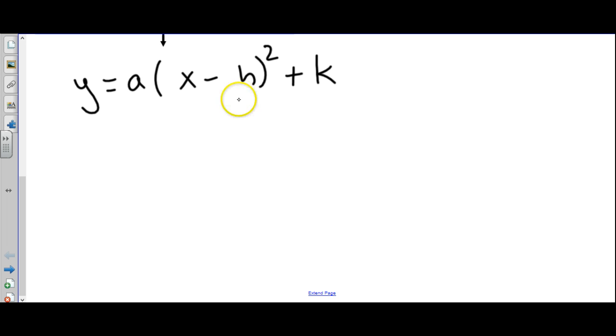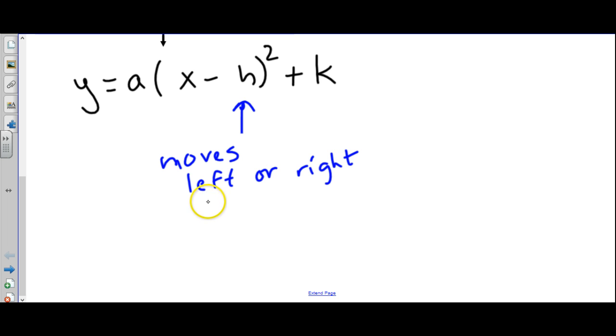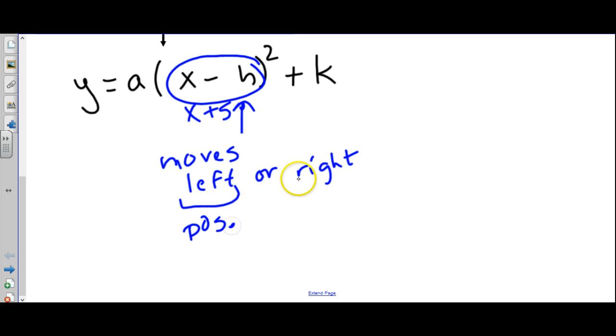So first, h will move the graph left or right. To know if you're going left, the number actually has to be positive. So in this whole thing, if we had x plus 5, that actually means move left. So left is positive. To go right, we'd do the opposite, a negative number. If that said x minus 3, that would mean move right 3.